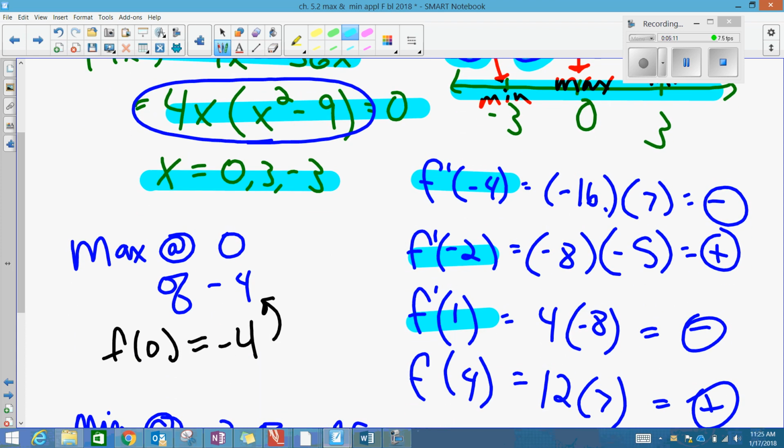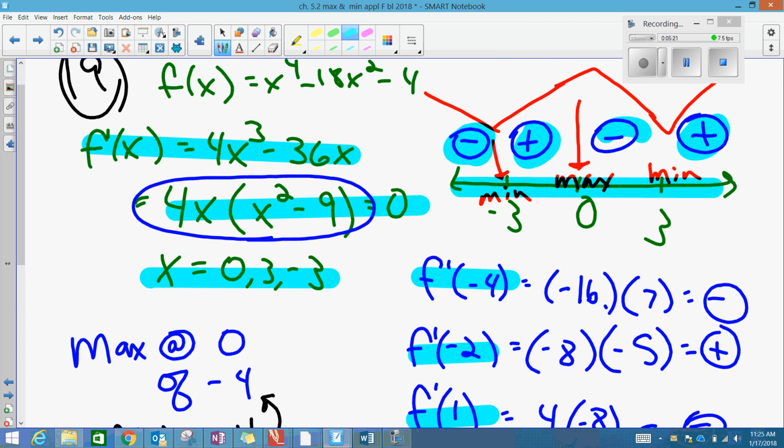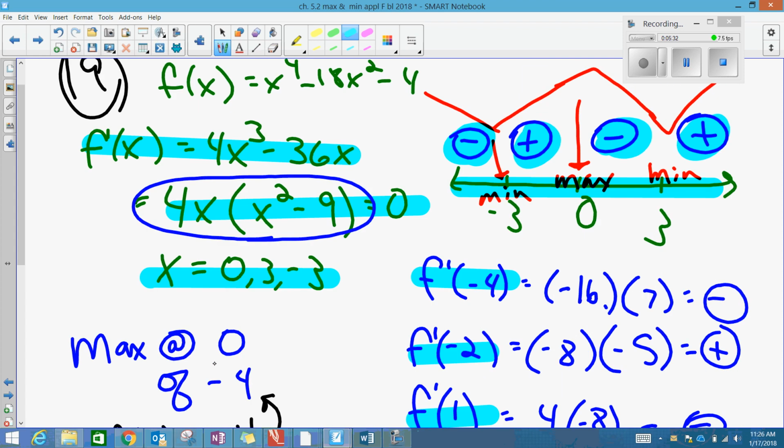Plugged 4 into the derivative and got a positive. So that means it's increasing from 3 on. So 3 is a min because it's decreasing on the way in and then increasing. So 3 is a min. So now we know we have a min at 0. No, I'm sorry, we have a max at 0.